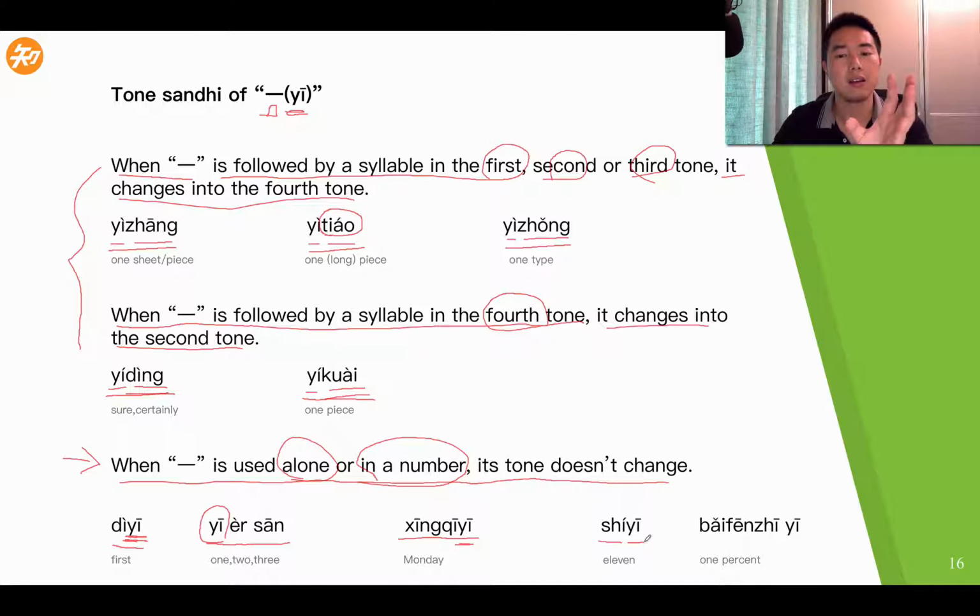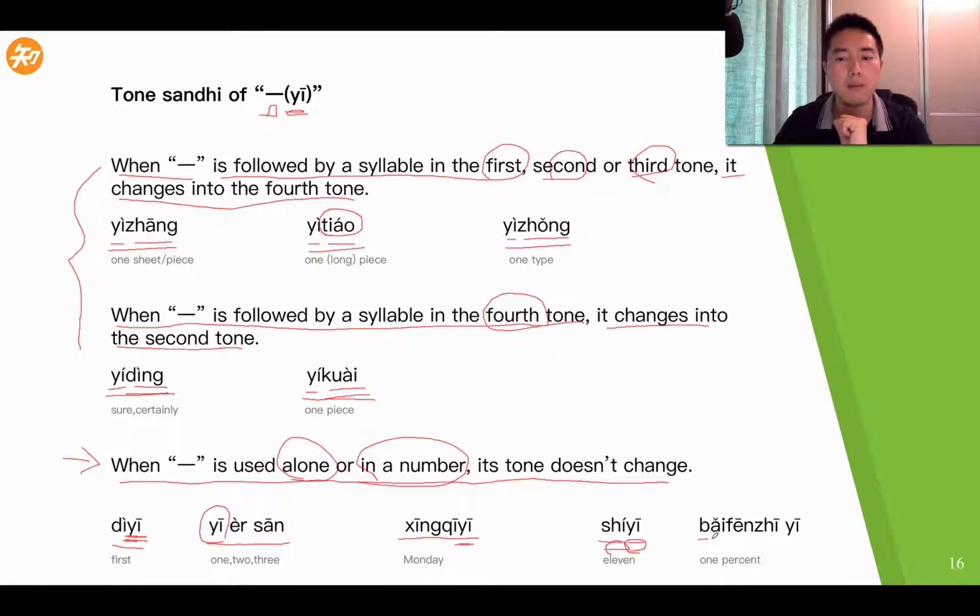The next one, 十一, so it's still after something. The first character is in the second tone, but it doesn't matter. As long as 一 is placed after it, it reads the original tone. Okay, one more time. 十一.